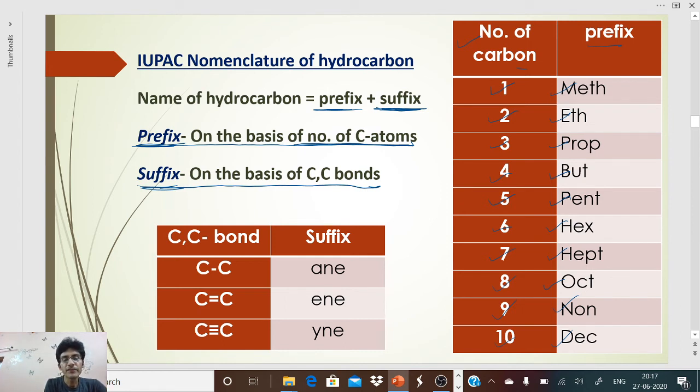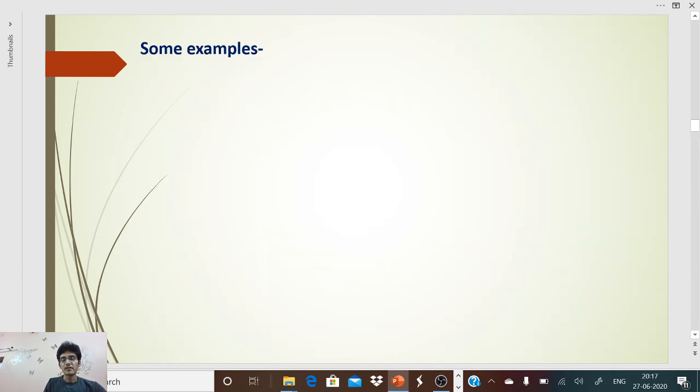If we talk about the suffix, suffix is based on the carbon-carbon bond. If a carbon-carbon single bond, then ane; carbon-carbon double bond, then ene; carbon-carbon triple bond means yne. So these are the three suffixes on the basis of the carbon-carbon bond. So we can use prefix and suffix for the IUPAC nomenclature of the hydrocarbon.